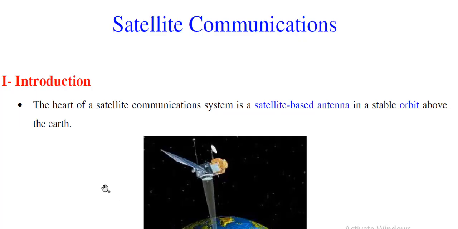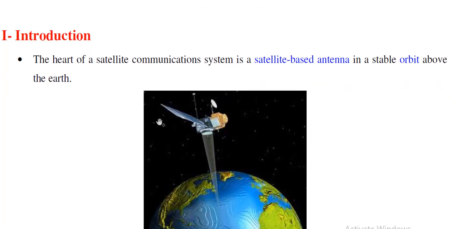So as a basic definition, what is a satellite? A satellite is a huge antenna that is placed above Earth on something called an orbit. Usually when we want to make a communication through satellites, we need to put the satellite above the Earth on a certain orbit in order to turn around the Earth and be fixed with a certain speed above the Earth.